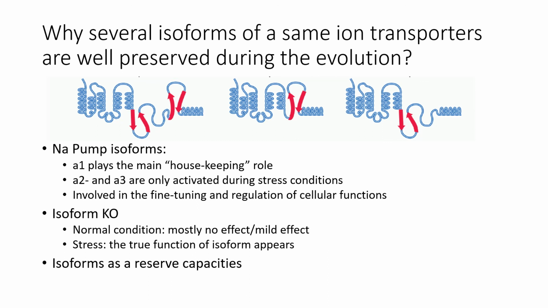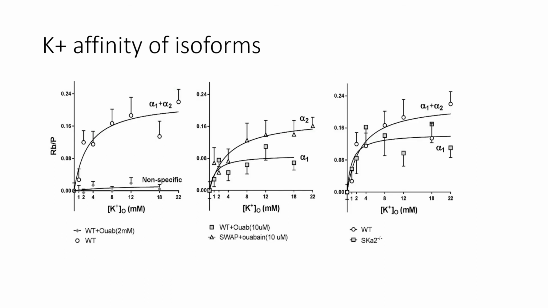This is a common pattern that is observed for many other protein isoforms. You knock out the isoform, you put the organism under normal conditions, and often you don't see any effect, or the effect of the knockout is very mild. You put the organism under a stress condition and the true function of the isoform appears because the organism cannot tolerate this specific type of stress. In this view, isoforms are seen as a reserve capacity.